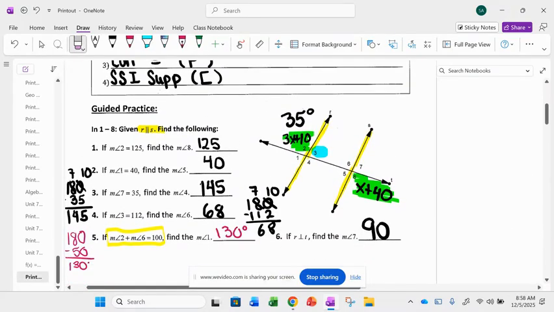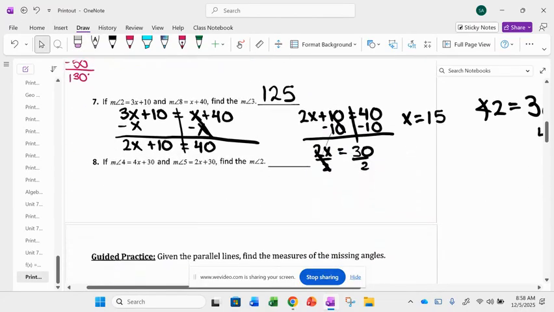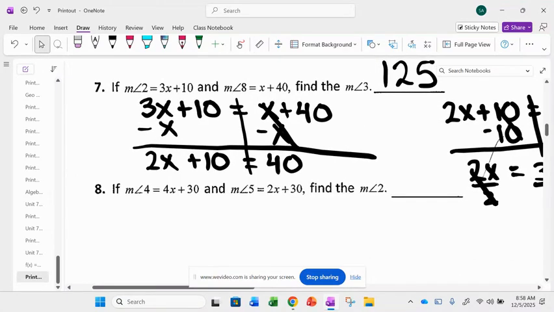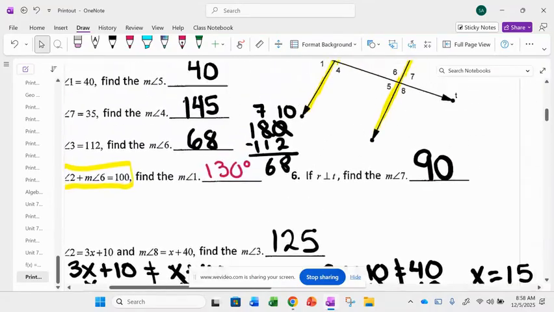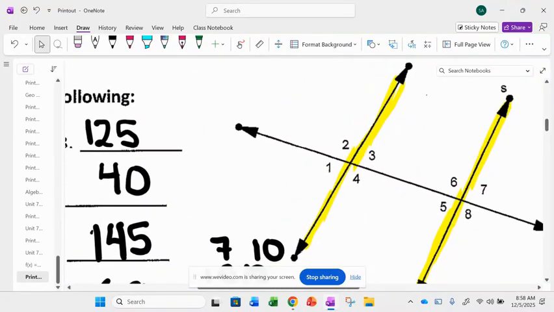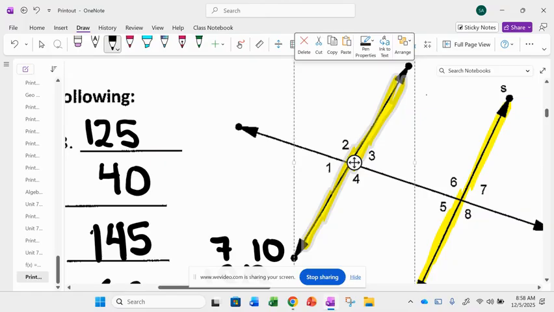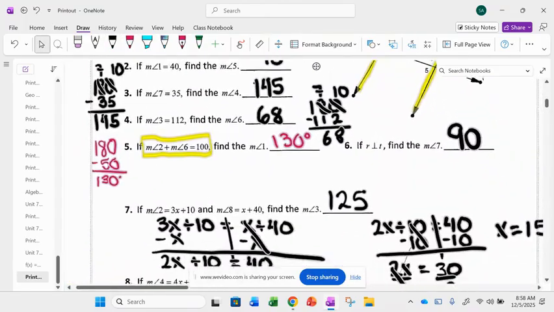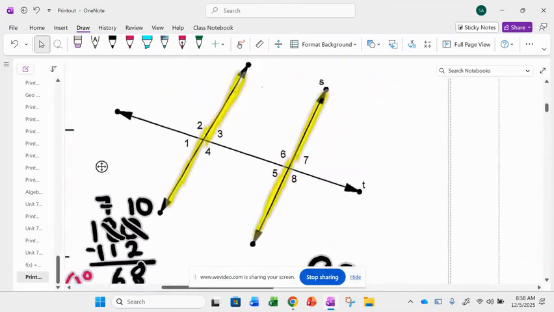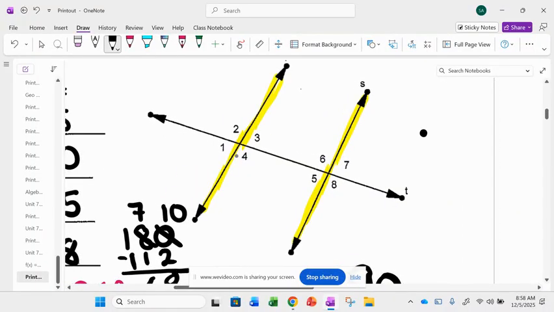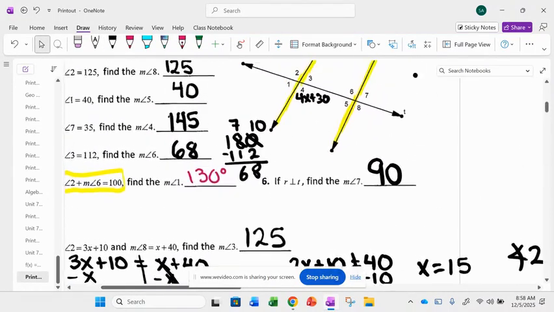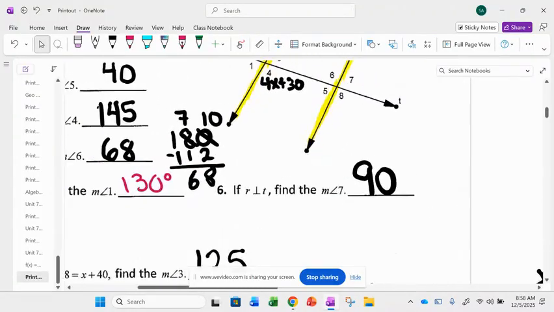All right, let's erase again. This next one says angle 4 is 4x plus 30 and angle 5 is 2x plus 30. So we're going to go to our diagram and mark it. So angle 2, was it 2? No, angle 4 is 4x plus 30. And angle 5 is 2x plus 30.